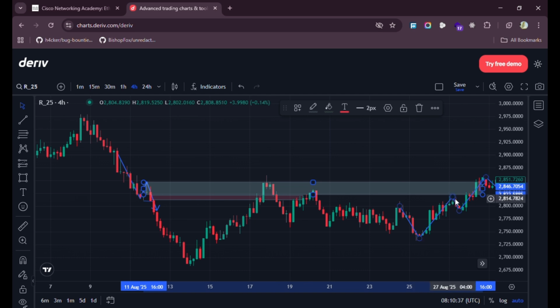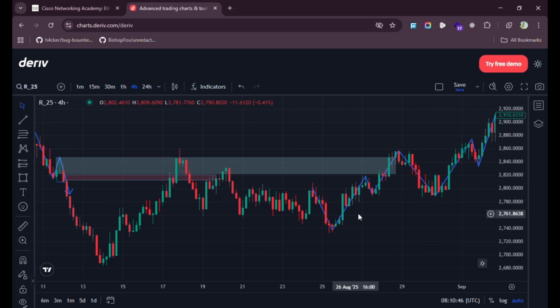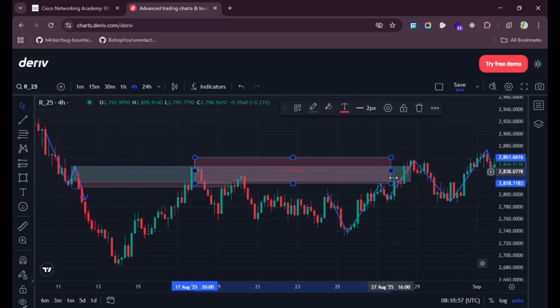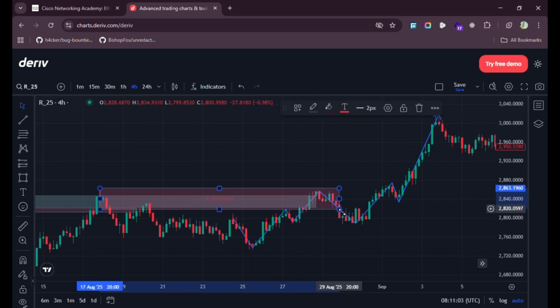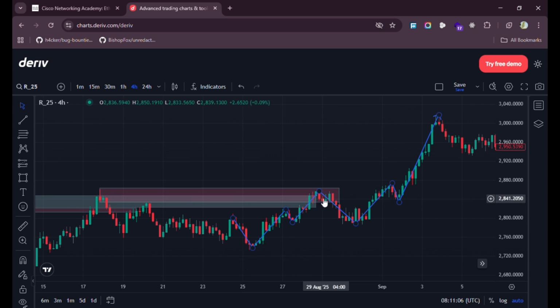It gave an inducement at this point. This is what we call inducement. We'll be explaining them in liquidity concepts. And once this order block was taken out, there was another order block that was formed at this point. We'll be looking at order blocks in detail. This order block was respected at this point. It did hold up, and the market got rejected from this order block up to this point before breaking.